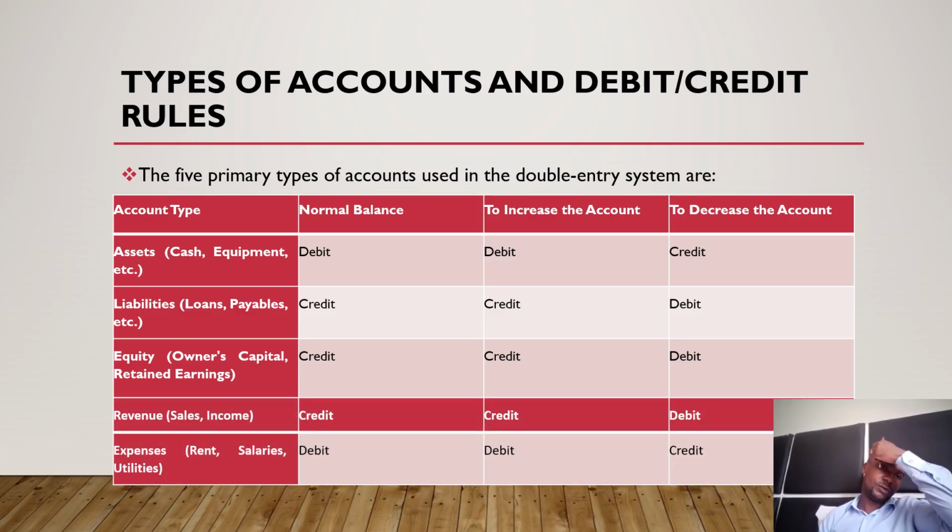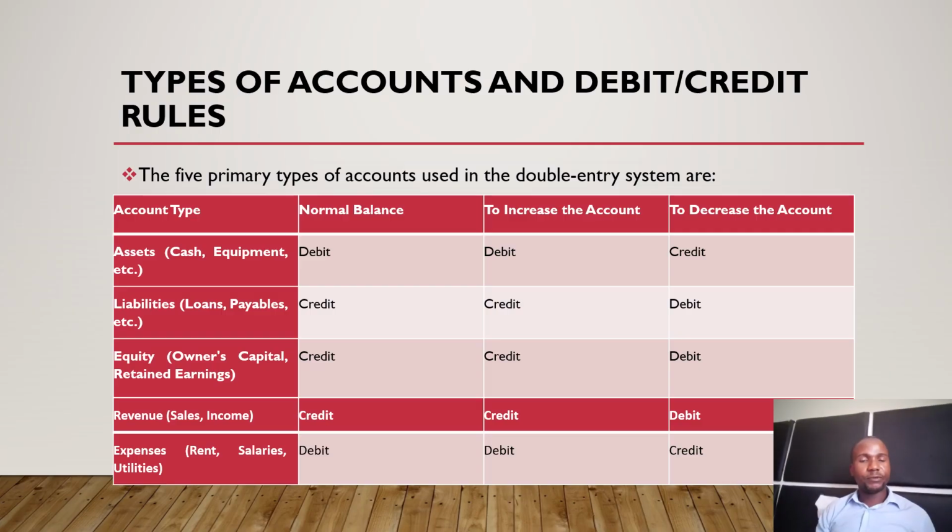The other additional accounts are revenue and expenses. As for revenue, the normal balance for revenue is a credit balance. If we want to increase the revenue, we credit the revenue account, and to decrease it, we debit it. As for expenses, we are going to have a normal balance of a debit. If we want to increase it, we have to debit it, and credit if we want to decrease it.